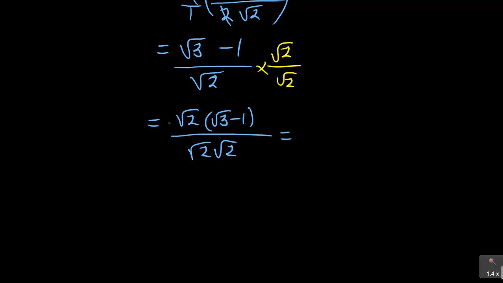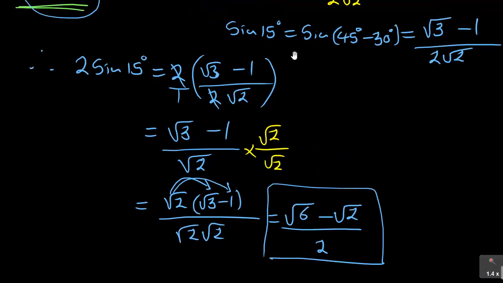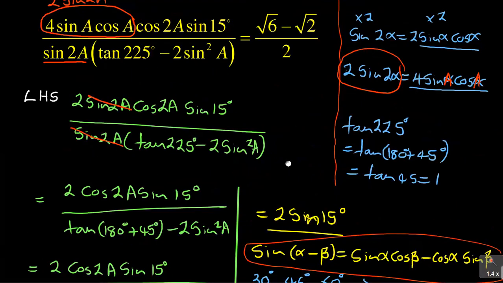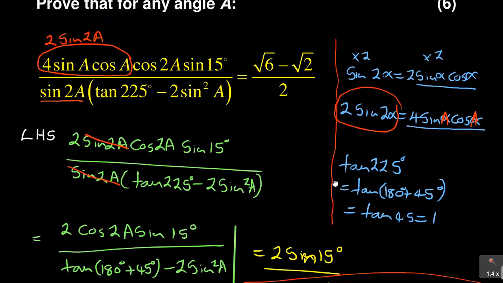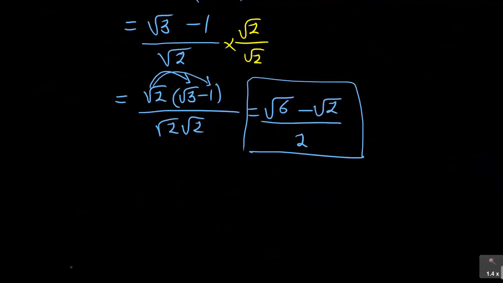So this is equal to, when you open that bracket, 2 times 3, it's square root of 6. You also open that bracket, minus square root of 2 over 2. Now, if you check carefully, this is root 6 minus root 2 over 2. They gave us root 6 minus root 2 over 2. Therefore, when you have done that, this is equal to my right hand side. So we've proved it, and that is what they wanted us to prove.